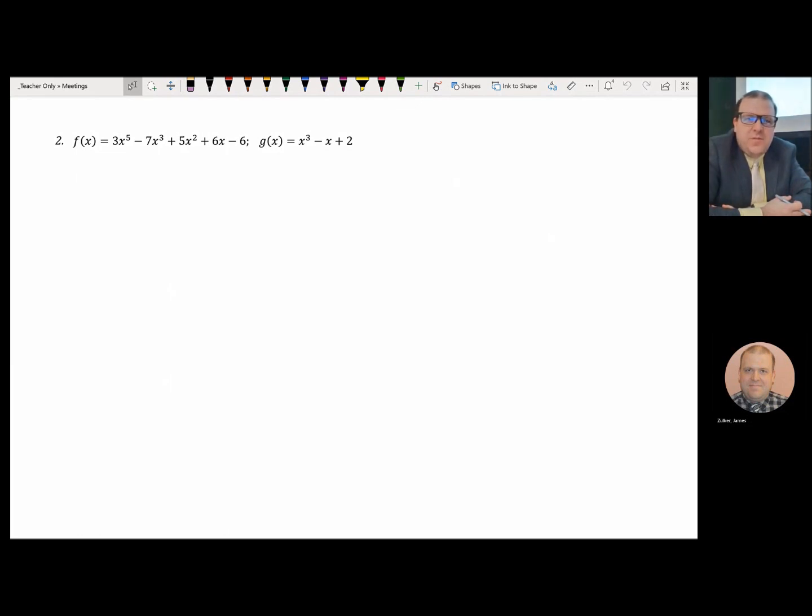Is the divisor of the form x minus a? You can't even put it in the form of x minus a, right? Because it's degree 3. This means you only have one choice. You have to use long division.